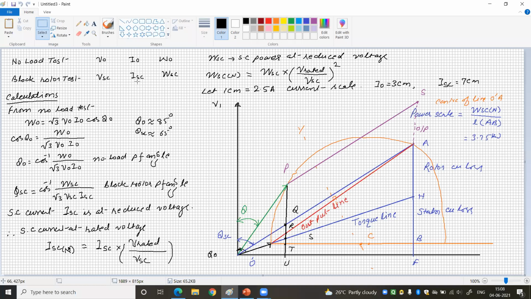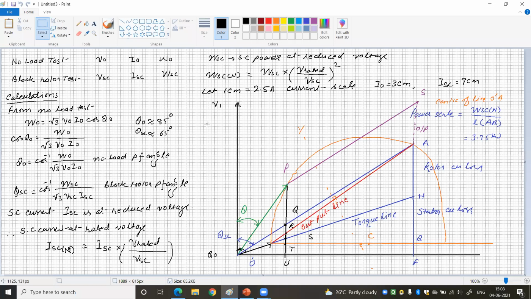Similarly, the short circuit current at reduced voltage is calculated at the rated voltage. So the short circuit current at N, where N stands for the normal voltage, ISCN is equal to ISC into V rated divided by VSC. So it gives the short circuit current under rated voltage condition. Similarly, the power under rated or normal voltage is calculated as WSC multiplied by (V rated upon VSC) squared, since the copper losses are proportional to the square of the current.